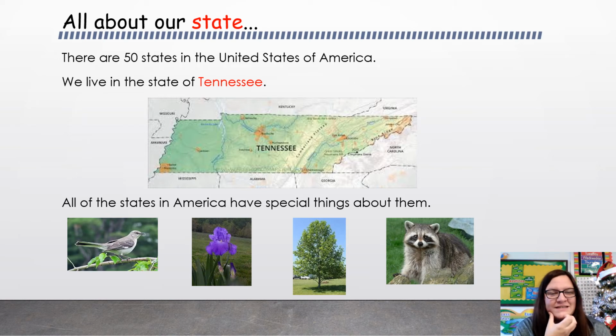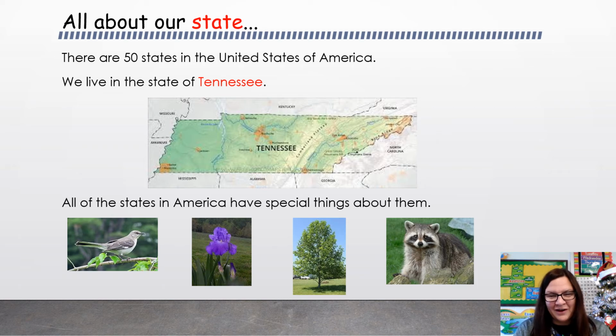Now, all of the states in America have special things about them. They all have a state bird, a state flower, a state tree, and a state animal. I've put some pictures here to show you the things that are in Tennessee that they have decided represent Tennessee pretty well. Our state bird is called the mockingbird. That's the first picture.